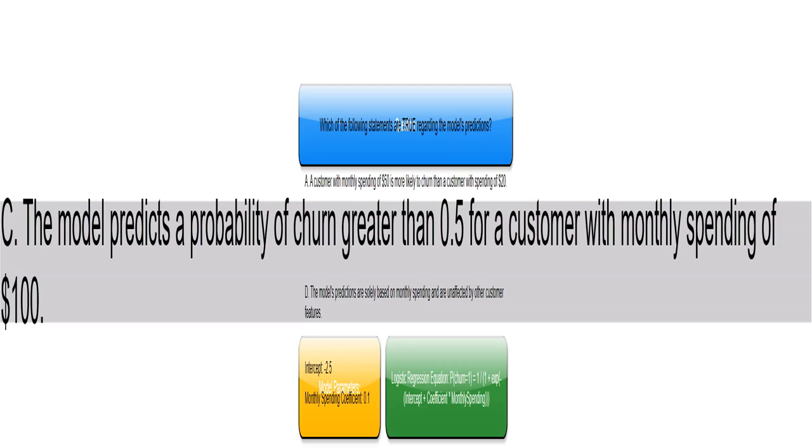I'm presenting the parameters of my logistic regression model. These numbers are crucial for making predictions. The intercept is -2.5, and the coefficient for monthly spending is 0.1. We'll use these values in our calculations.